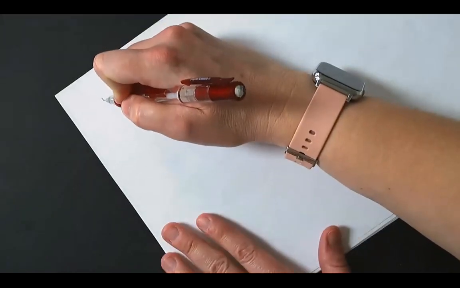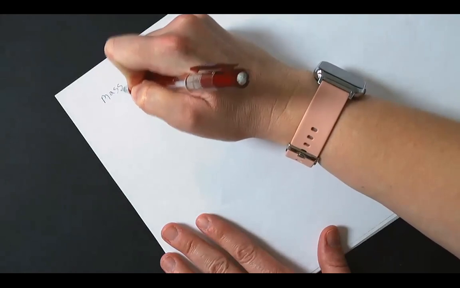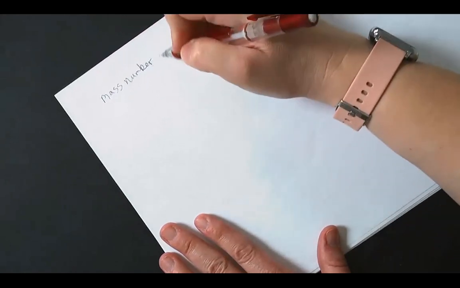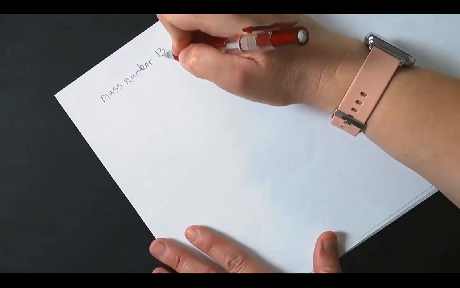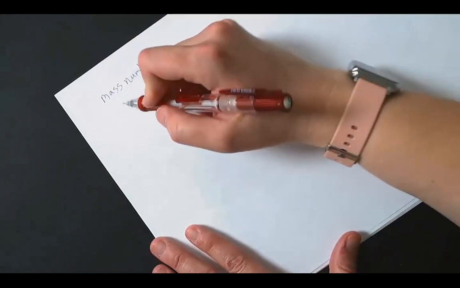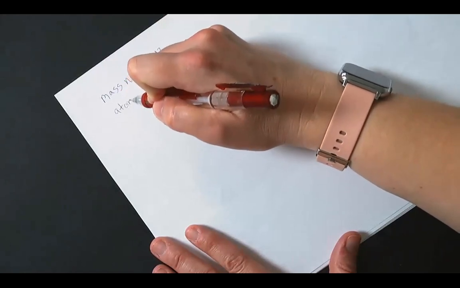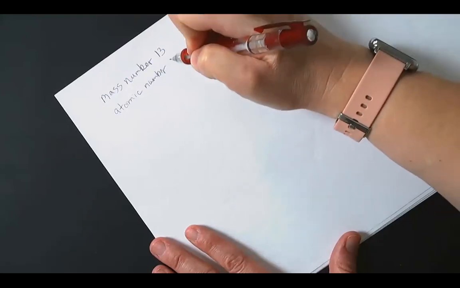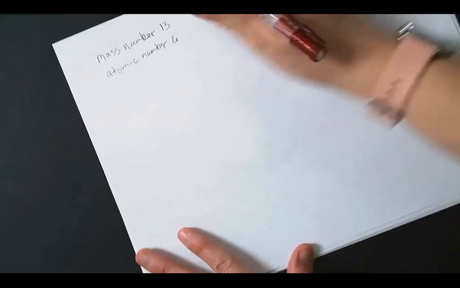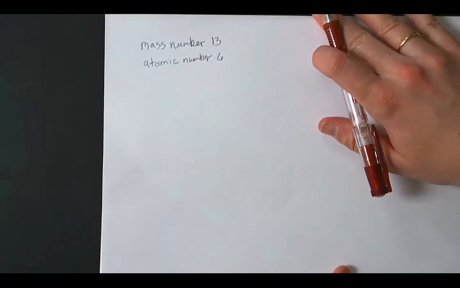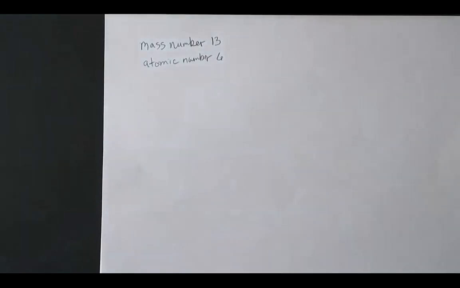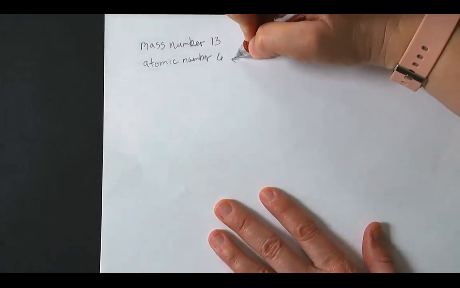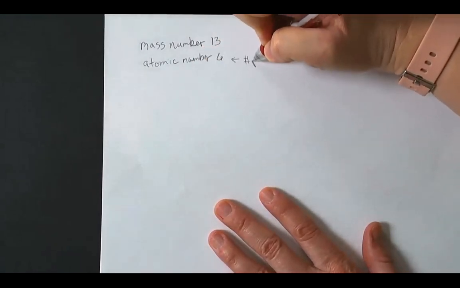If you had a mass number of, let's say, 13 and an atomic number of 6. Oh, okay. There we go. That tells us, since we have the atomic number, this is the number of protons.